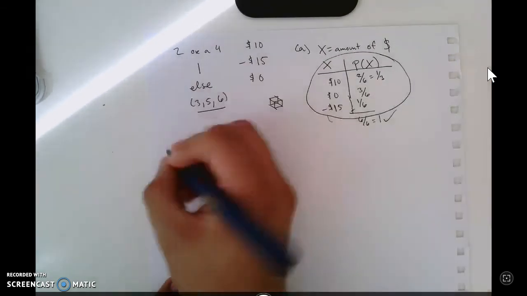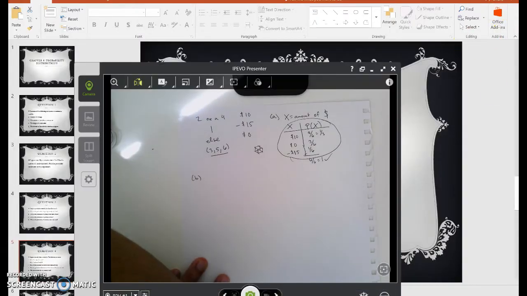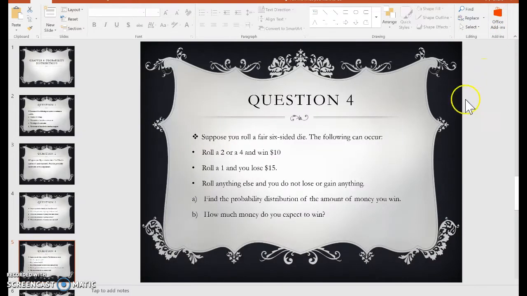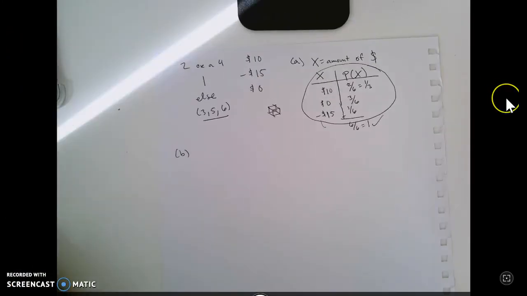So what's part B saying to do? Oh, there it is. Part B says, how much money are you expected to win? Well, how do we find our expected value? The amount that we are expected to win is the following.